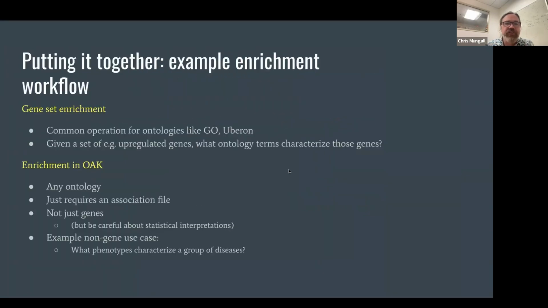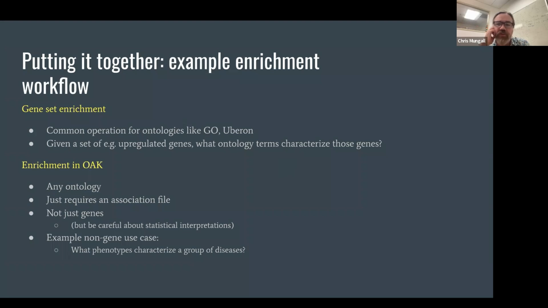All right, so we're going to put this together and do an example of an enrichment workflow. Just for those of you who are not familiar with the concept of gene set enrichment, this is a very common operation for ontologies like GO and Uberon. The basic idea is that you've done some kind of experiment, you've got a big list of upregulated or maybe downregulated genes, and you want to understand what all these genes have in common. In other words, which ontology terms characterize those genes.